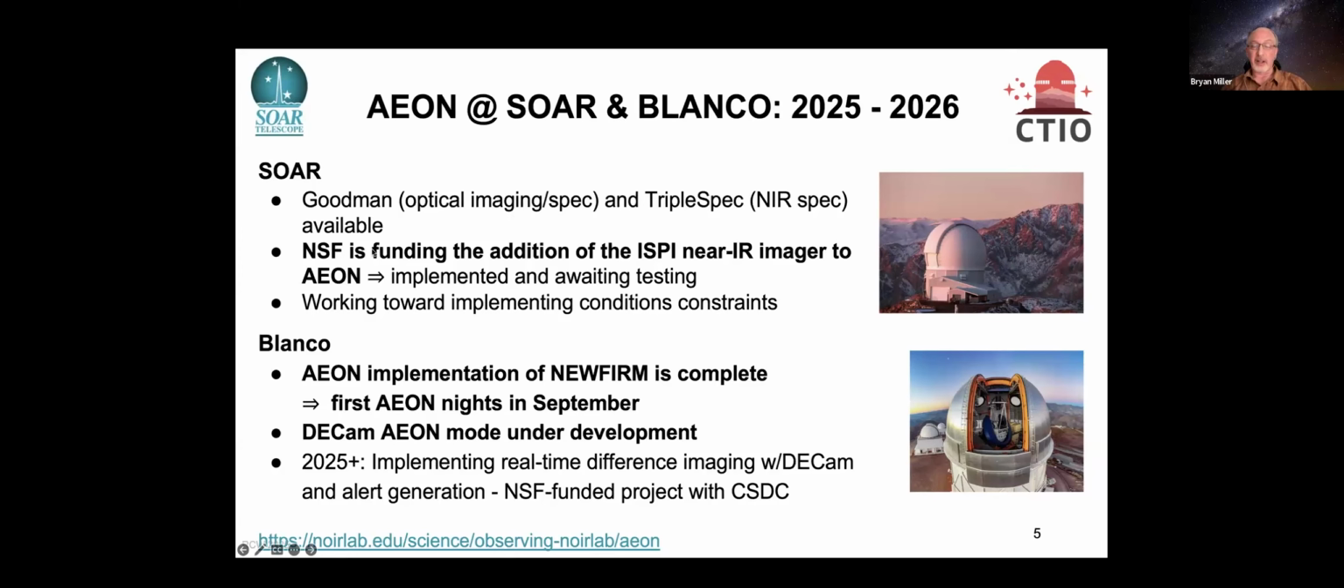NSF is now funding the addition of the SPIsCAM near-infrared imager to Aon. That's implemented and awaiting testing when the instrument is available, and we're working on implementing conditions constraints as well. And I think this is going to be, of course, an important topic.